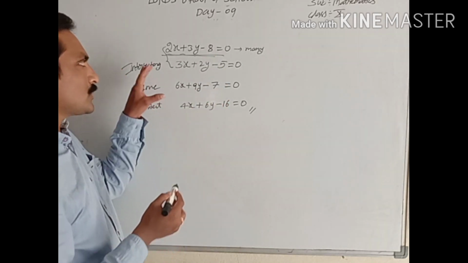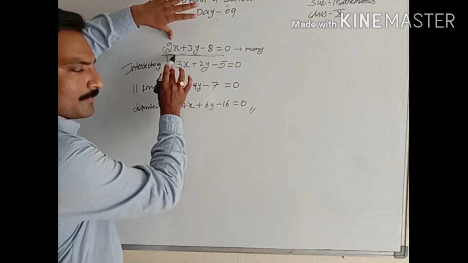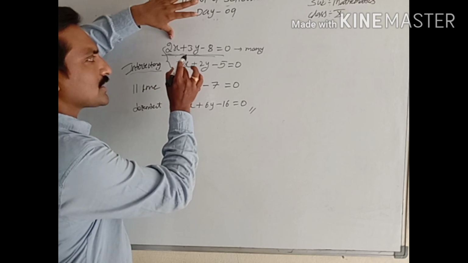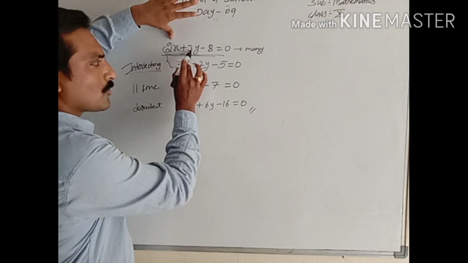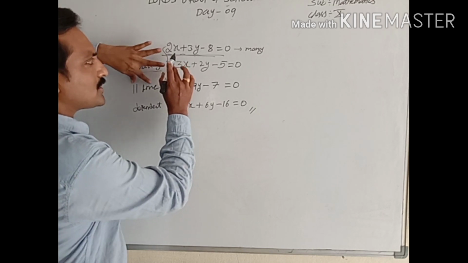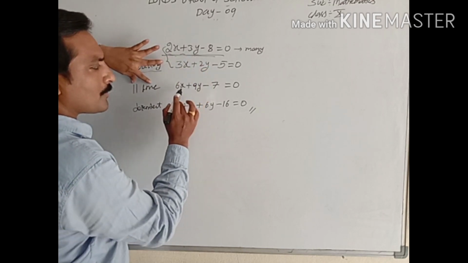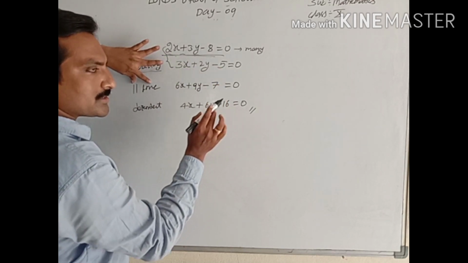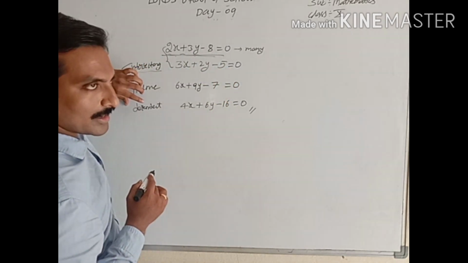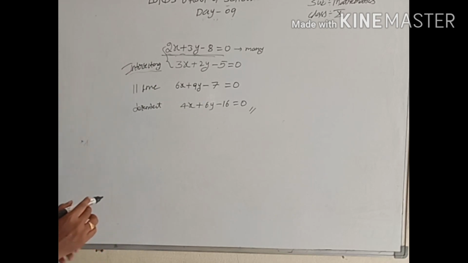Parallel line. So if any one equation is given and you want to prepare a linear equation that intersects with this line, just change these two coefficients. If you want a line parallel to this one, multiply these two terms by one particular number and change the constant. Dependent means these three terms are multiplied by one particular number. These are the model questions.